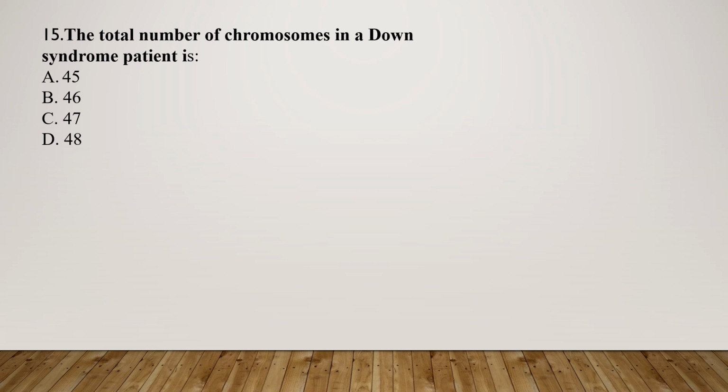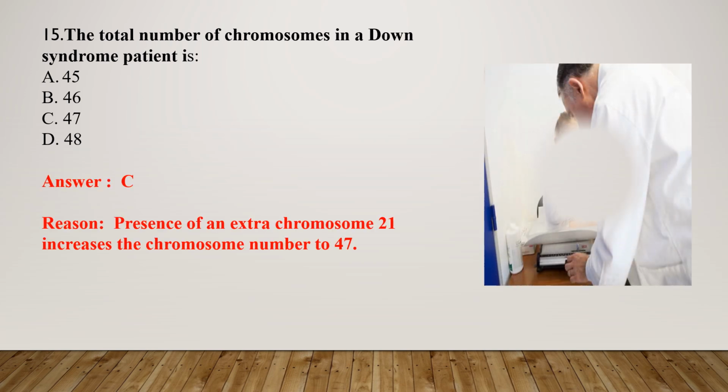The total number of chromosomes in a Down syndrome patient is 45, 46, 47, or 48. The answer is C. Presence of an extra chromosome 21 increases the chromosomal number to 47.